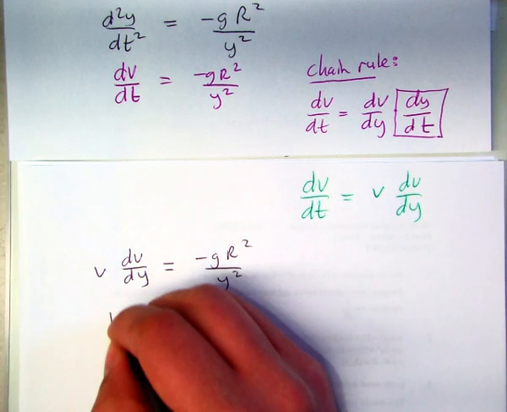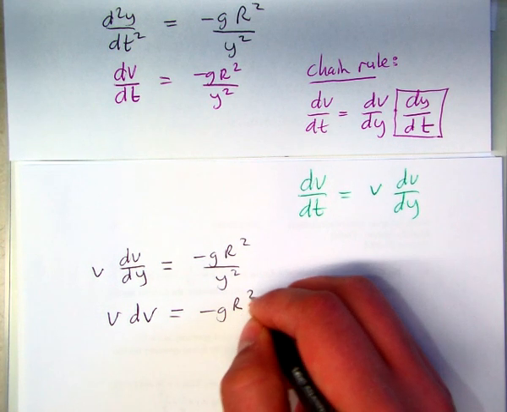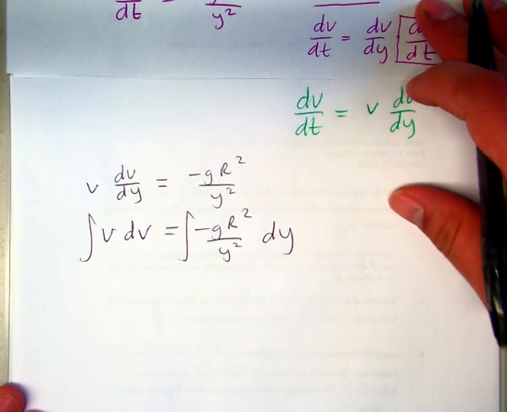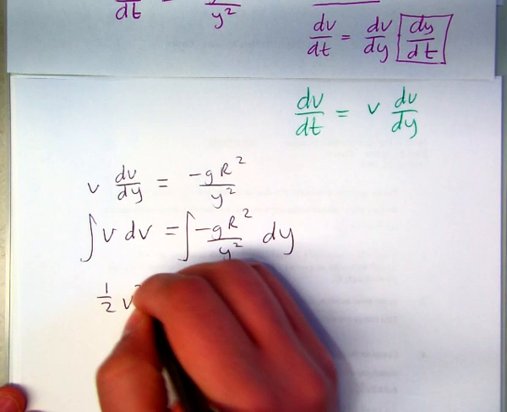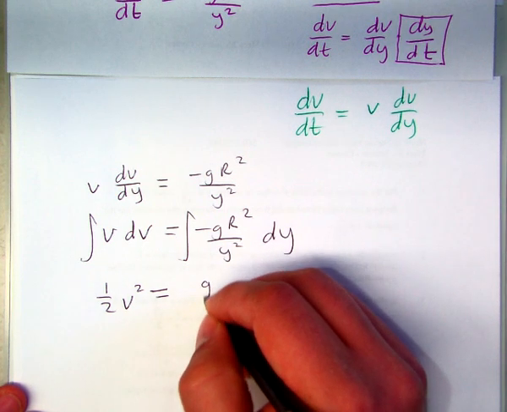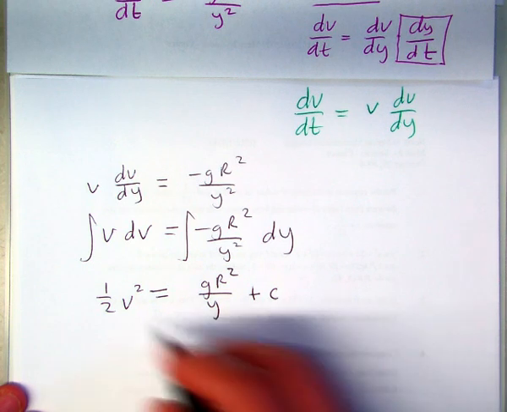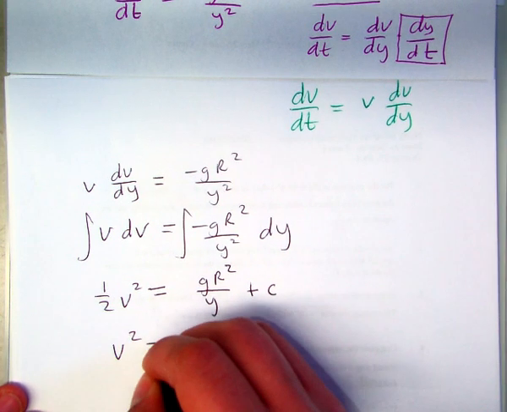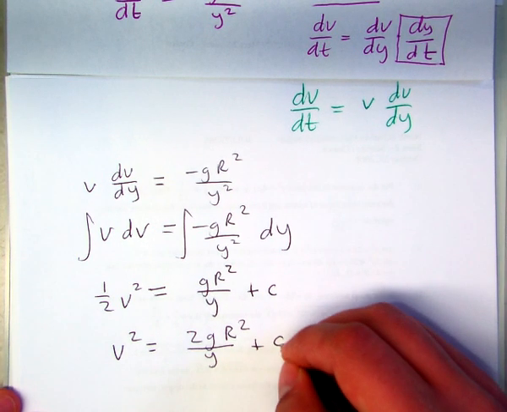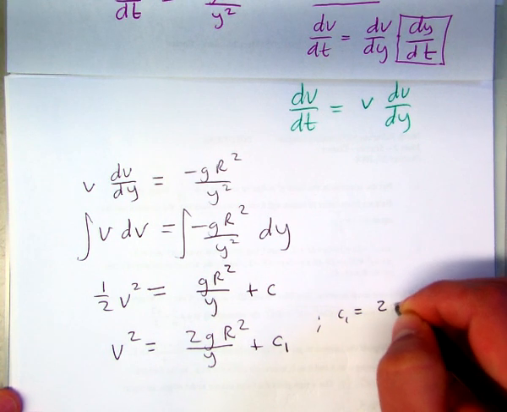And now we can separate. So we have v dv multiplied by dy, so we get minus g r squared over y squared times dy. Integrate both sides. From here it should be pretty automatic. One half v squared equals, this becomes, good, multiply through by 2, let's say, so we get v squared equals 2g r squared over y plus some new constant c1, not that we need to know what it is, but it's equal to 2 times c.